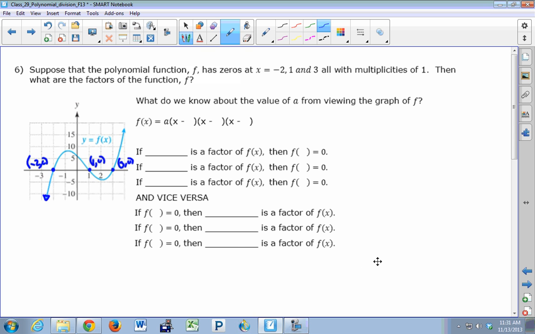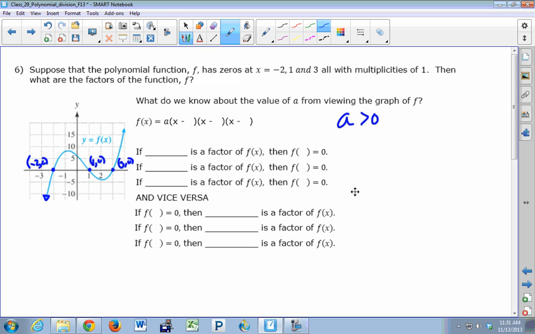What can you tell me about A based on this graph? What can you tell me about the value of A? It's positive, absolutely, because your right arm is up. Whenever your right arm is up, you're always positive. All right? So the first thing you do is you say, okay, I know all my factors have the form x take away whatever my intercept is, or whatever my 0 is.